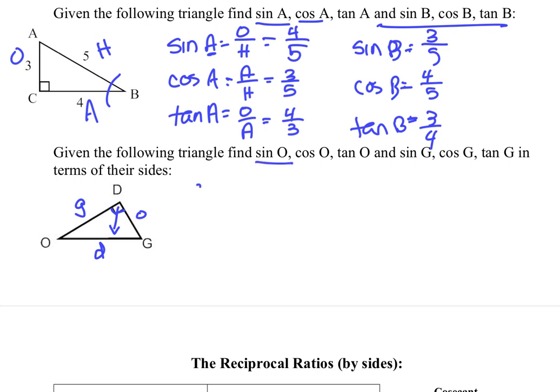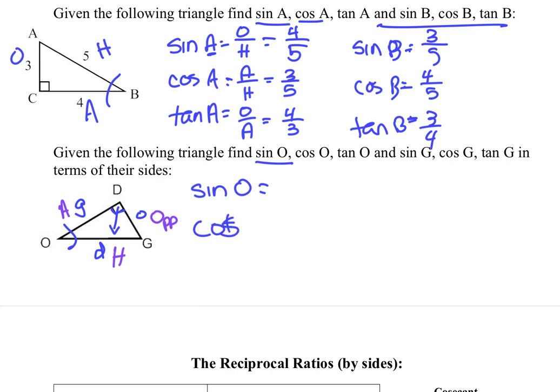So if they're asking for the sine of capital O, this is my angle. So I need to label the O, A, and H for the sides. So this is the hypotenuse. This is the adjacent side, and this is the opposite side. Okay? Now, it seemed like a happy coincidence that the O was in the O spot.